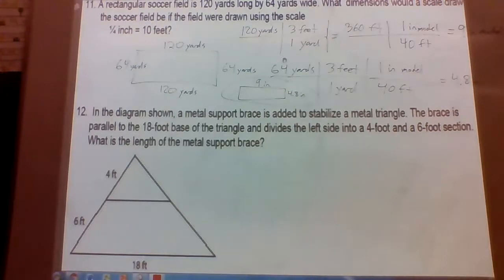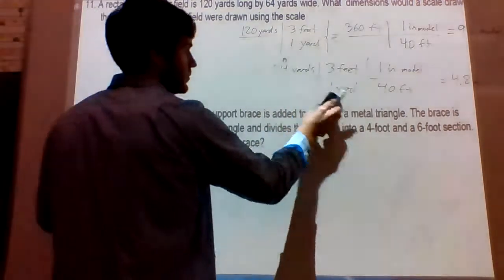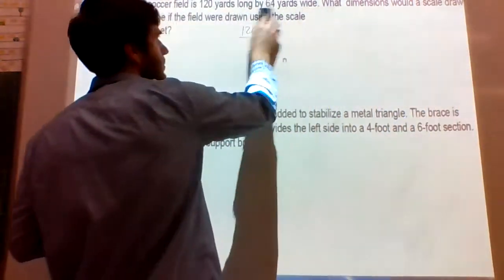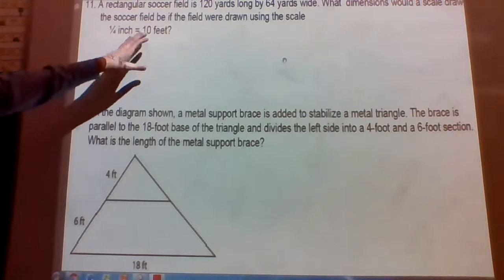Don't worry about that problem. Just skip that one. I'm trying to think if there's a simpler way to do it that's more relevant to what we're doing other than unit conversion, but I can't think of a way. All right, well, just skip number 11. But it should be 9 by 4.8, the model of the field if every 1/4 inch of the model equaled 10 feet of the real thing.